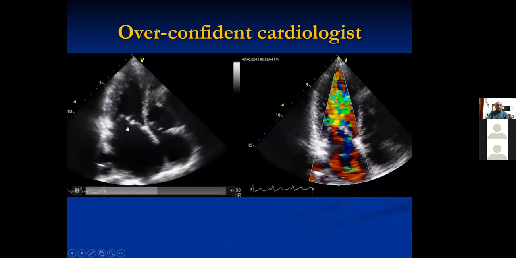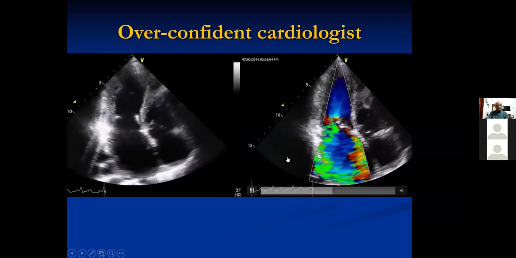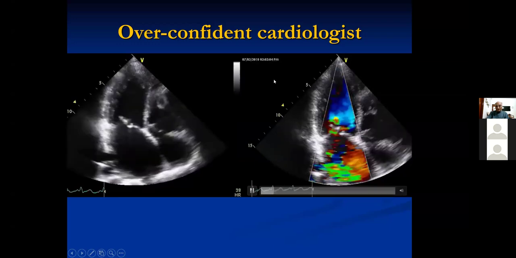Then the mitral leaflet rupture produced torrential mitral regurgitation. So you cured one disease and gave another big disease. You could see this rupture here.